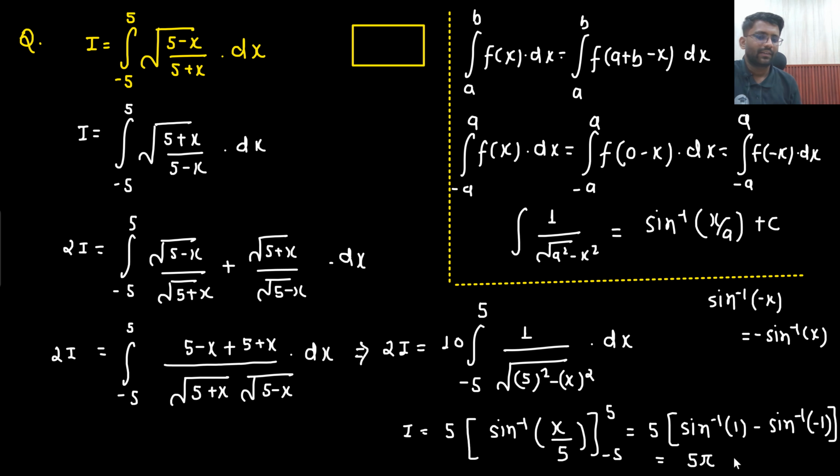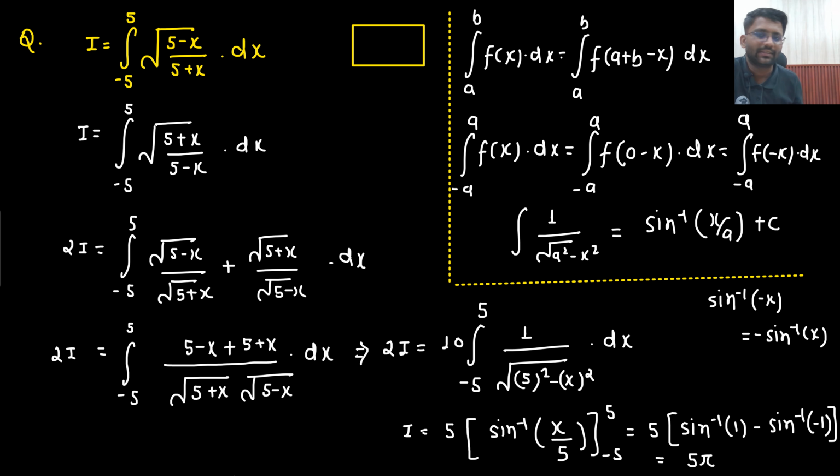Or you can see this is an even function. In place of x, if you put minus x, it is an even function. So it could go from 0 to 5 and 2 can come outside. So sine inverse 0 will be 0, sine inverse 1 is pi by 2. So pi by 2 into 2 will be pi.